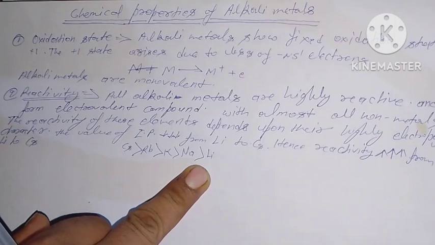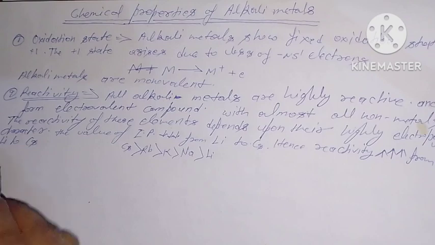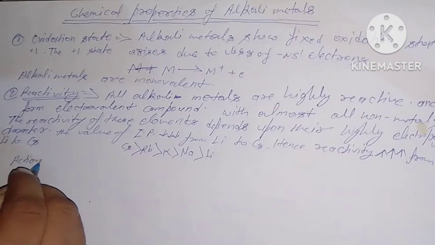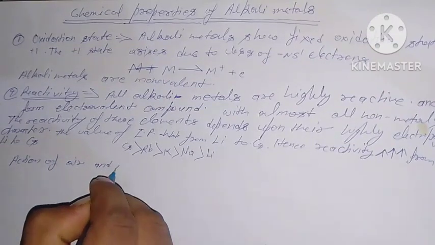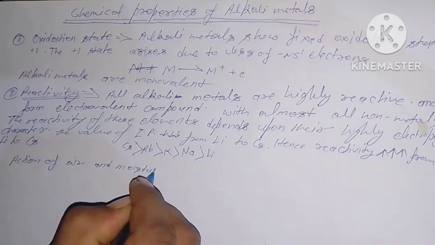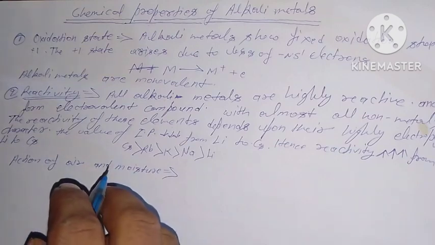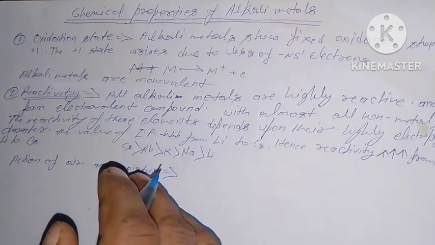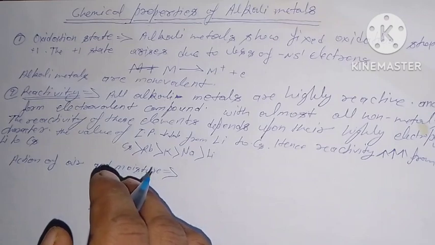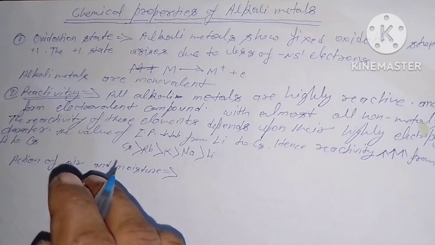Next, action of air and moisture. Alkali metals have a strong affinity for oxygen. Hence, when exposed to air, they get converted into oxides, hydroxides, and finally to carbonates.